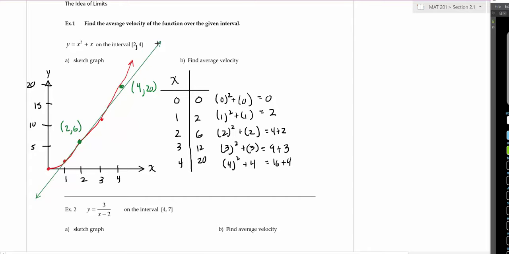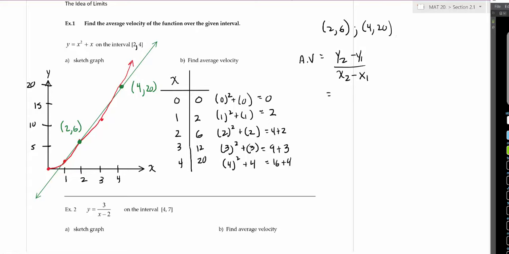Okay, so we're going to end up finding the slope of that secant line, okay? All right, so that's what we need to do. When we find the average velocity now, what we're going to do is take y2 minus y1 over x2 minus x1. Okay, so we're looking at the two points, (2, 6) and (4, 20). So finding the slope of the secant line, we're just going to subtract the two y values. Okay, you really pick the order that you want to do that in too. So that's going to be equal to 20 minus 6. I'm going to do it that way.